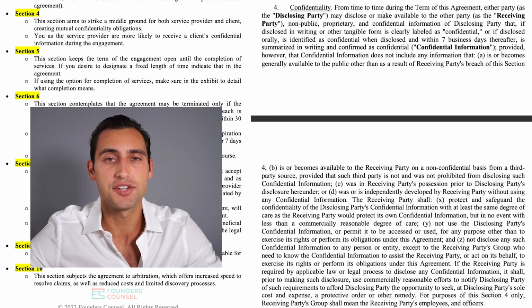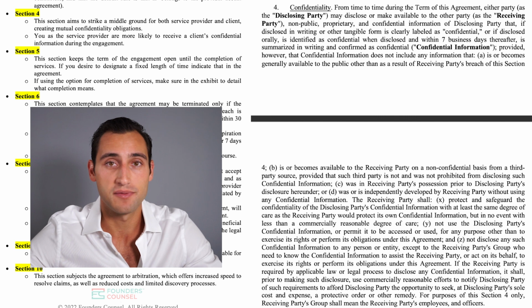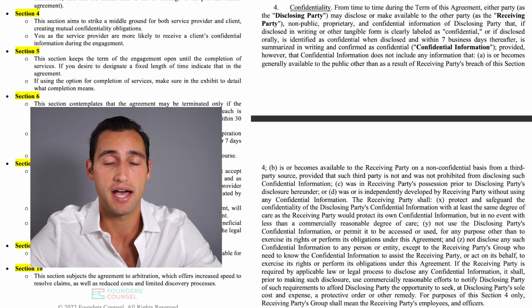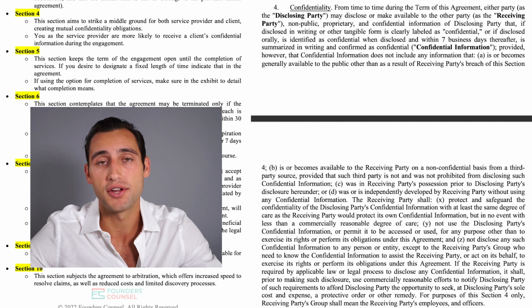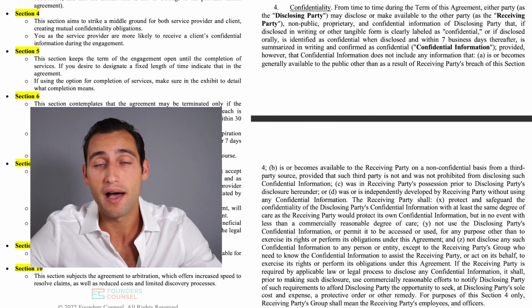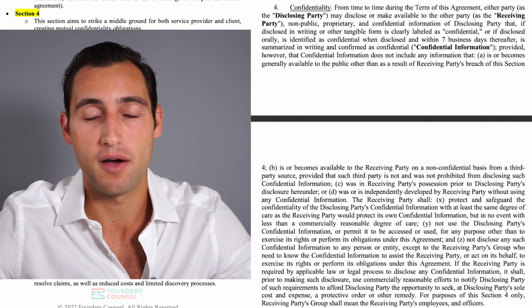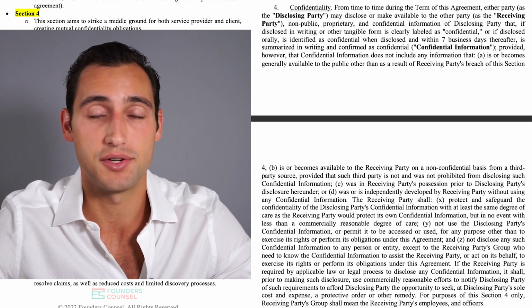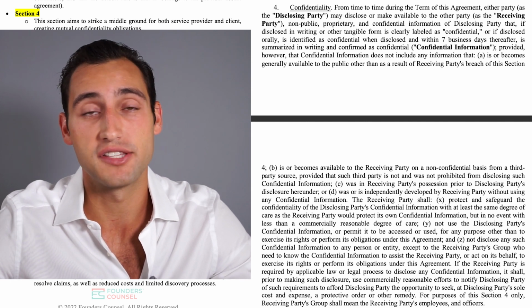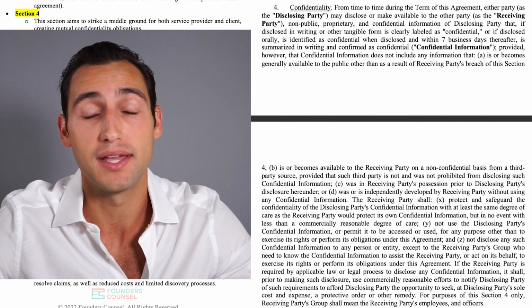So now in this Section 4 confidentiality clause, the section aims to strike a middle ground for both the service provider and the client, creating mutual confidentiality obligations. Now this is something that you can go to your client and say, hey, one benefit of this agreement is that we have a mutual confidentiality clause, so we're both bound by confidentiality and non-disclosure. In reality, you as the service provider are much less likely to be disclosing confidential information to your client. It is more likely going to be the other way around, where your client is disclosing confidential information to you in order to better enhance the service or your ability to perform the job.